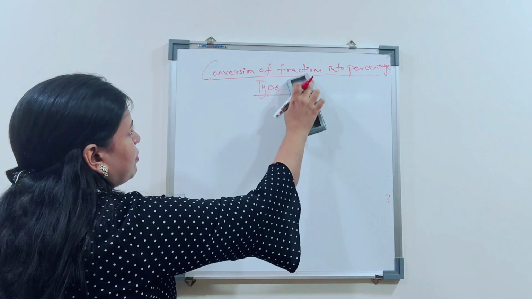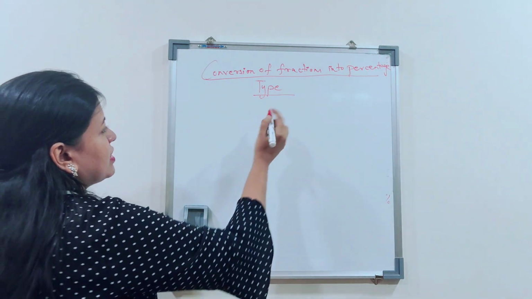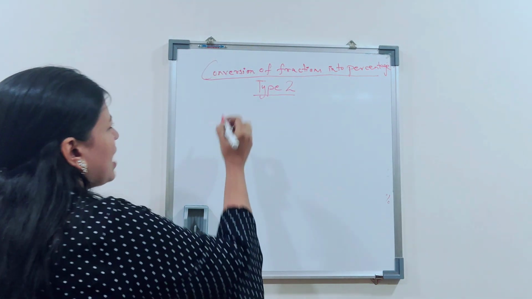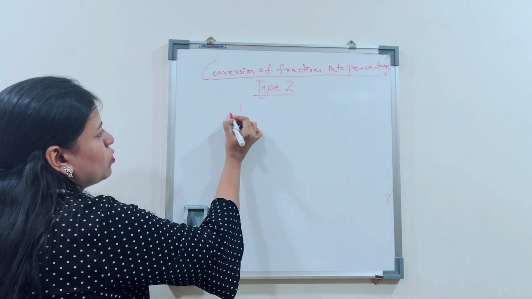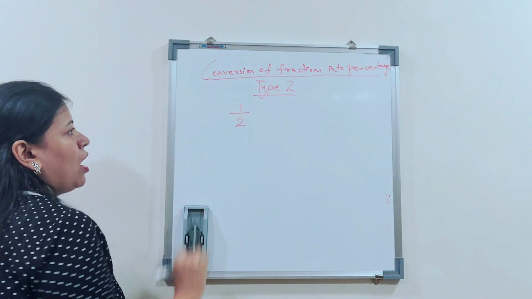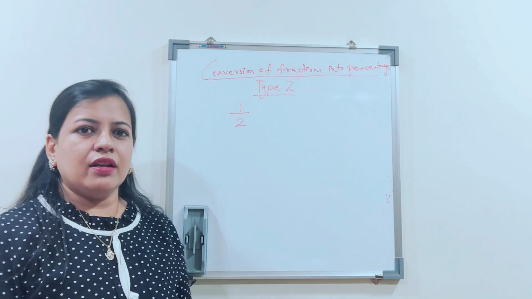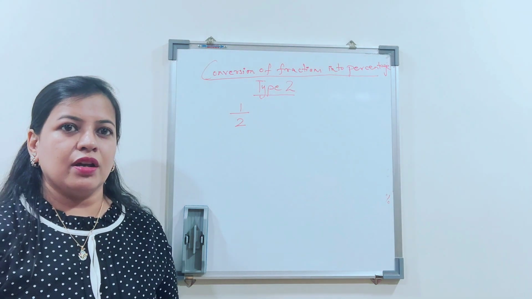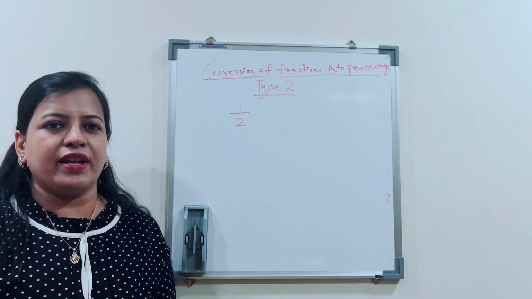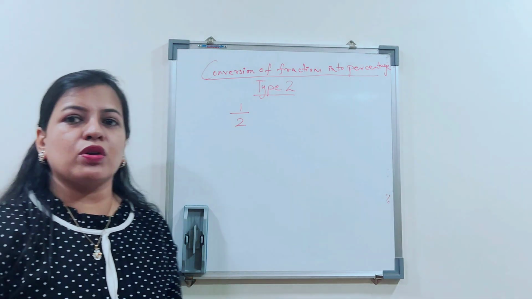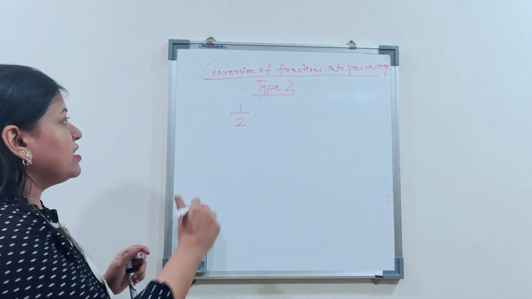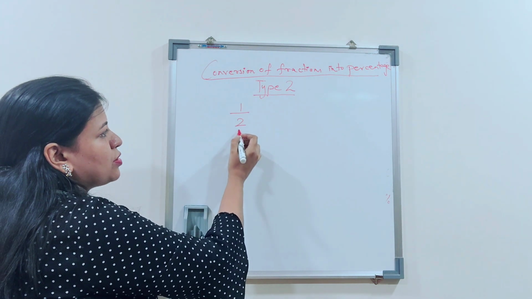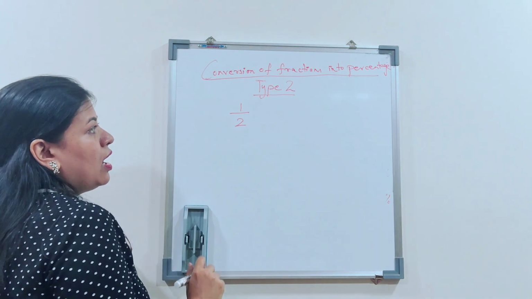Now let us move to another type. We will learn the same thing, conversion of fractions into percentage, but type 2. Now, suppose I have a fraction here, half. That means 1 by 2. Now in type 1, what did we learn? We learned that fractions can be converted into percentage, but the fractions all had denominator 100. So the conversion was very simple. But here the denominator is 2. In type 2, we will have fractions where the denominator is not 100.